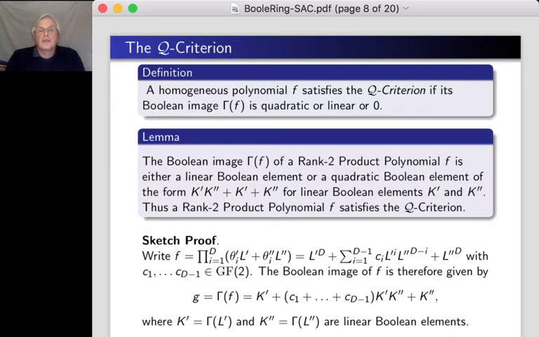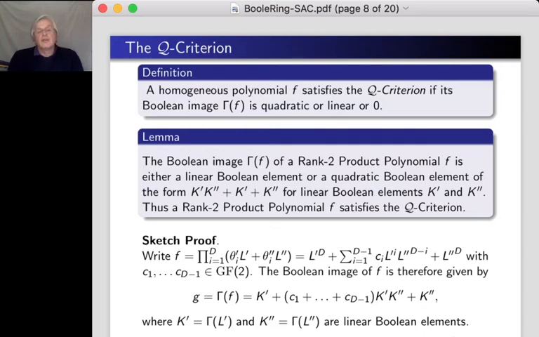Okay, so we now have a definition. We're going to say a homogeneous polynomial f satisfies something called the Q-Criterion if its Boolean image gamma of f is quadratic or linear or 0. And the motivation for this definition is the following lemma.